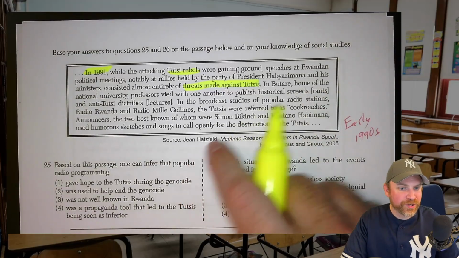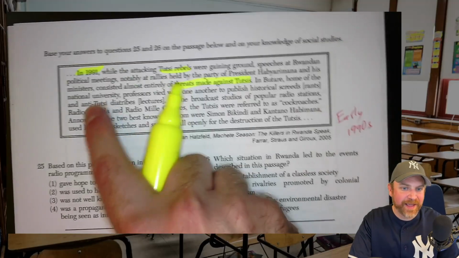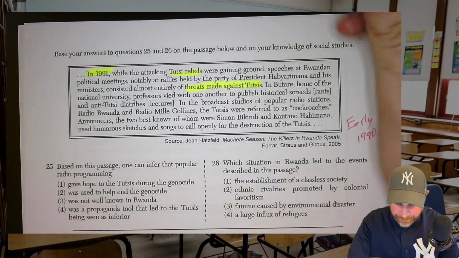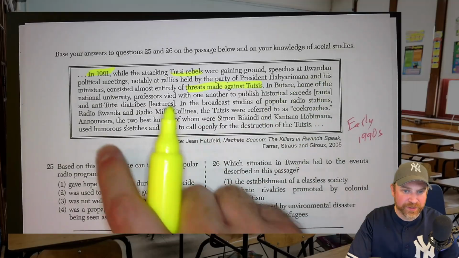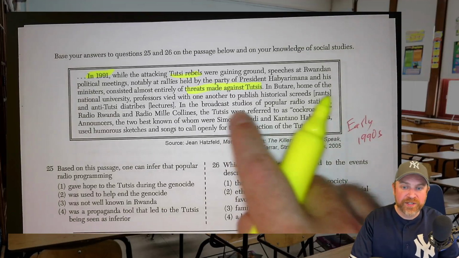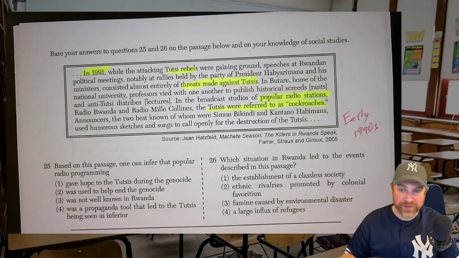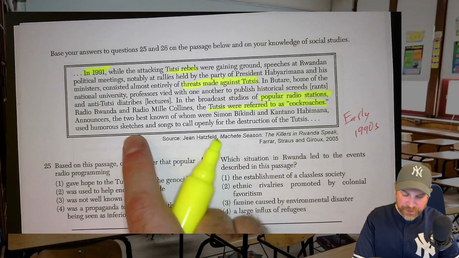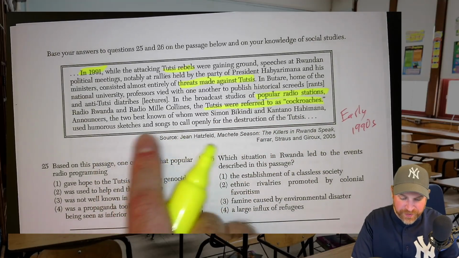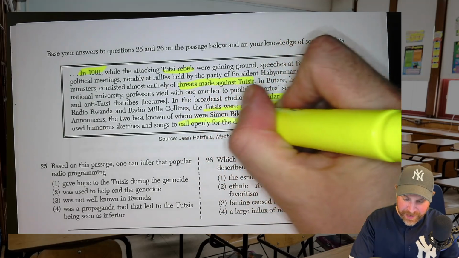In Butare, home of the National University, professors vied with one another to publish historical screeds, meaning rants, and anti-Tutsi diatribes. Okay, so the professors are putting out information that's anti-Tutsi. In the broadcast studios of popular radio stations, Radio Rwanda and Radio Mille Collines, apologies if I mispronounced that, the Tutsis were referred to as cockroaches. So these people on the radio stations were referred to as cockroaches, right? Not a nice term to call somebody. Announcers, the 2 best known of whom were Simon Bikindi and Kantano Habimana, used humorous sketches and songs to call openly for the destruction of the Tutsis. So on the radio, radio announcers were saying, hey, let's get rid of the Tutsis.